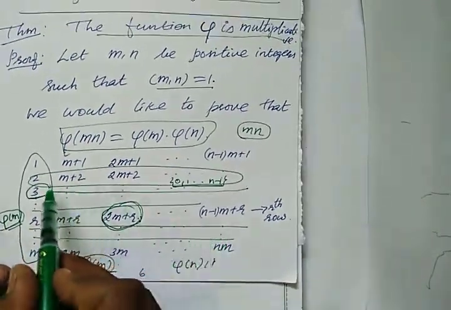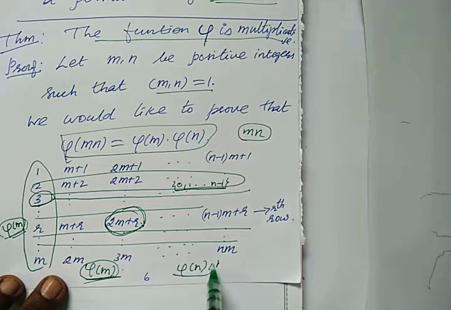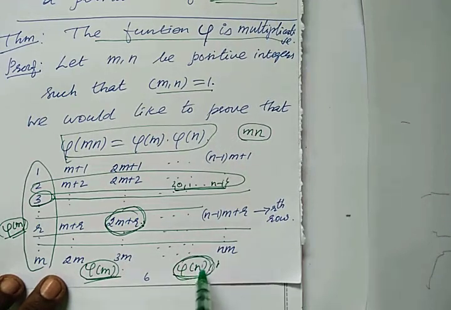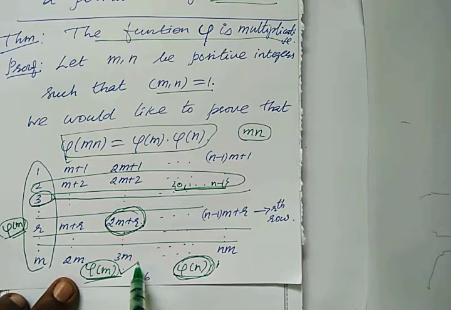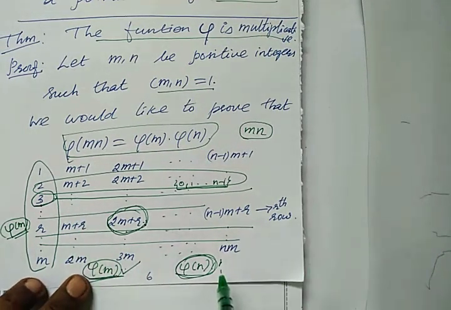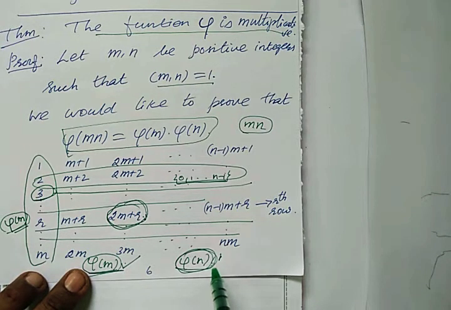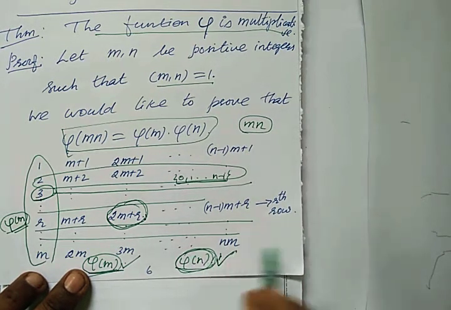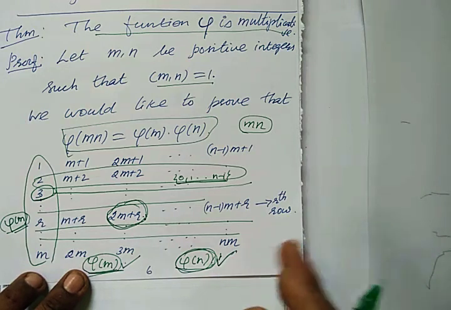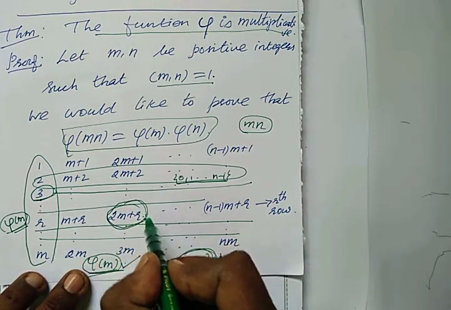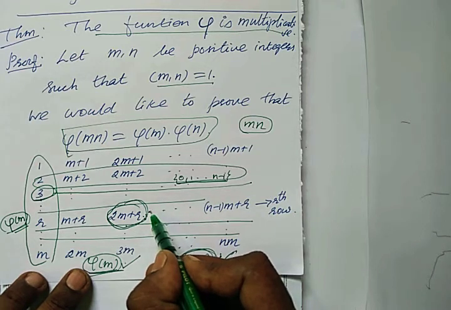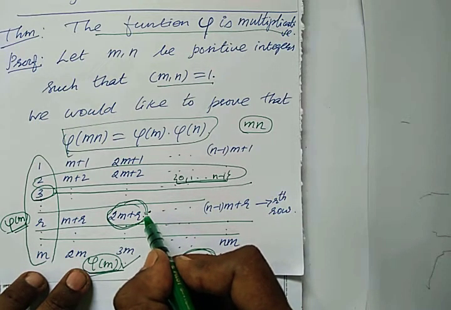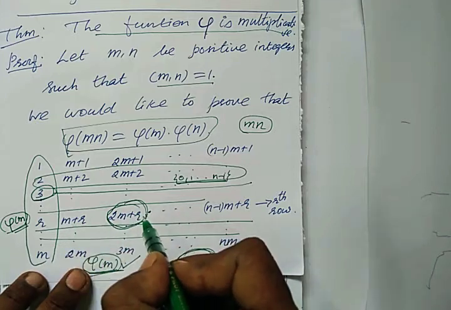So in each row, excluding these many numbers, we are deleting the rest of the numbers. Actually, we have got these many rows. Now in each row, excluding these phi of n numbers, we are deleting the rest of the numbers. Which number are we deleting? If a number leaves a remainder when divided by n which is not relatively prime to n, then I will remove this number from that corresponding row.